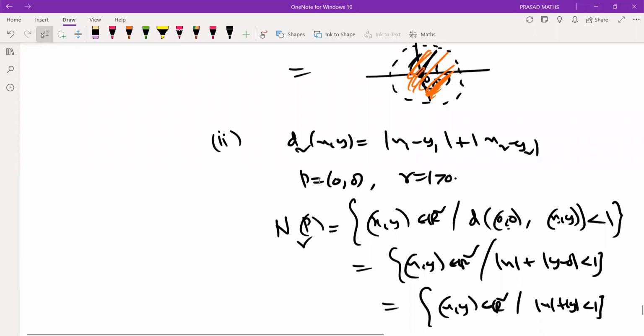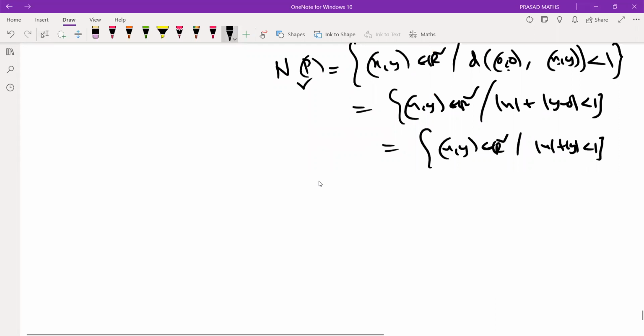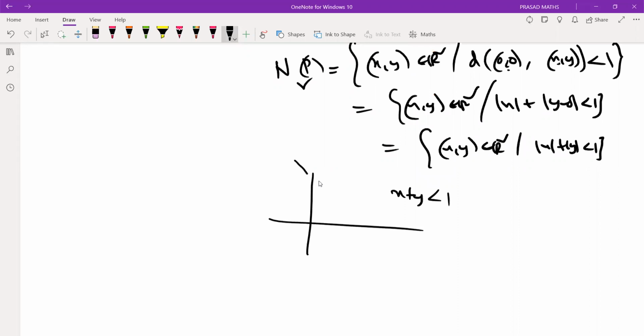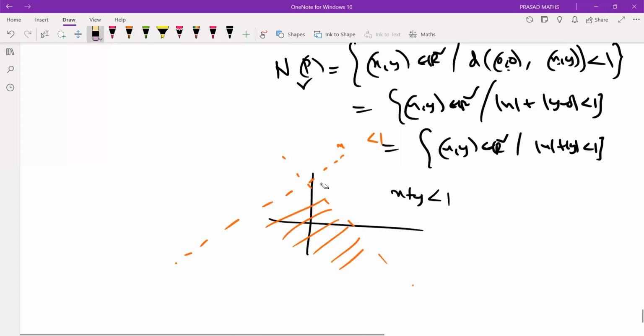What does mod x plus mod y less than 1 mean here? If x is positive and y is positive, then x plus y is less than 1. x plus y less than 1 means the region towards the origin, with dotted boundary lines. This region. Next, x negative and y positive. Then x positive and y negative: this is x plus y less than 1, with minus y. If y is negative, mod of minus y is equal to minus y. So that is also towards the origin.